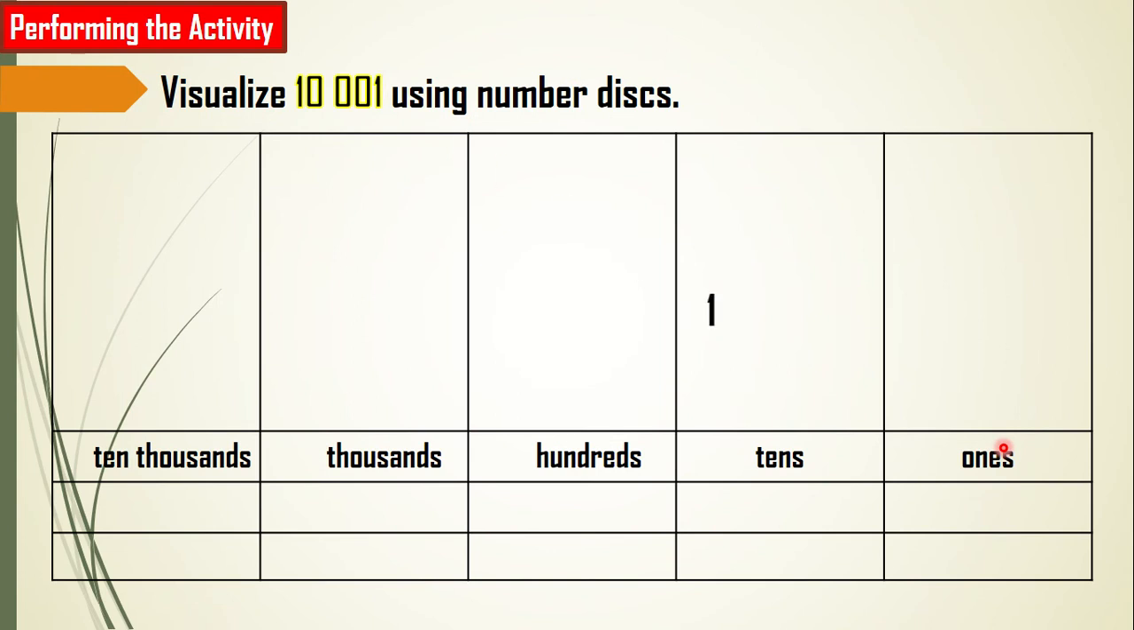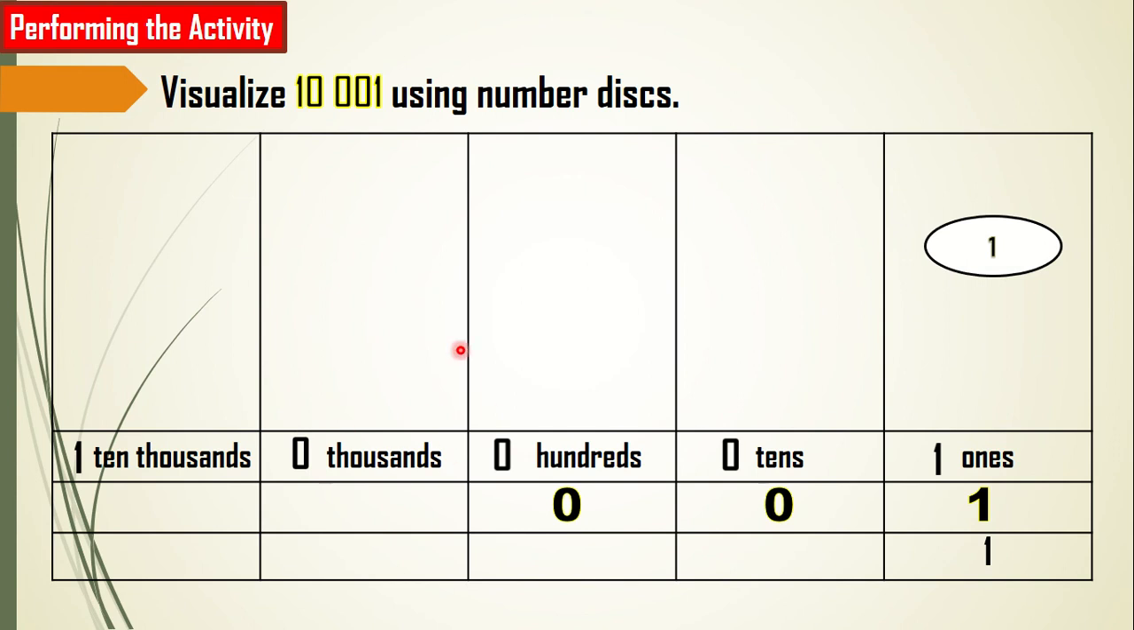Visualize 10,001 using number disc. Let's see how many discs do we need to visualize 10,001. How many ones do we need for 10,001? We need 1 one. 1 one is equal to 1. How many tenths discs do we need? Yes, none. We don't need tenths because it is 0. How many 100 discs do we need? We don't need 100 discs because it is also 0.